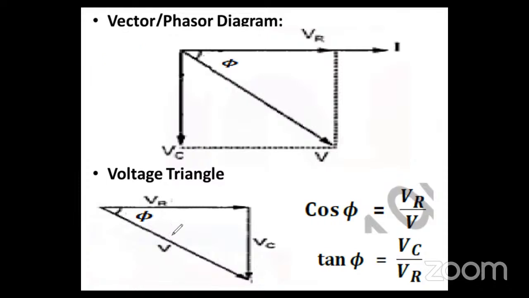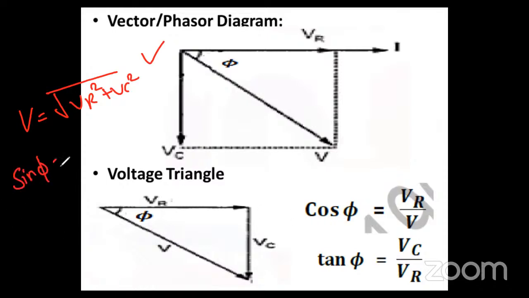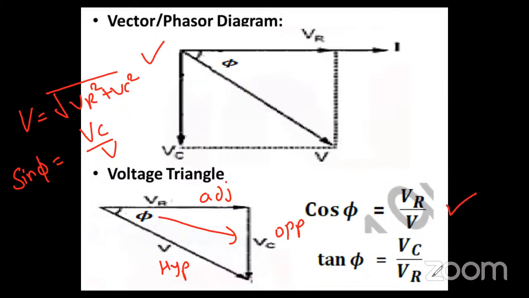Now just follow the right angle triangle. What are the values if you follow this right angle triangle by Pythagoras theorem? V is equal to square root of VR square plus VC square. Then what is sin phi? This is the opposite side, this is the adjacent side, and this is the hypotenuse. Diagonal is the hypotenuse. So sin phi क्या होता है? Opposite upon hypotenuse, that is VC upon V. Cos phi, देखो, adjacent upon hypotenuse, VR upon V. Tan phi is opposite upon adjacent, so VC upon VR. And this is the power factor. VR upon V is always power factor. Okay, just go through the voltage triangle.